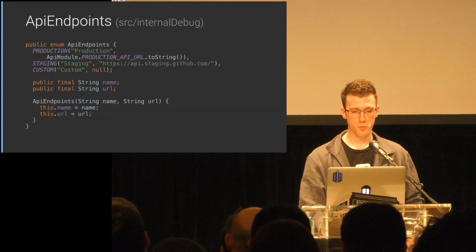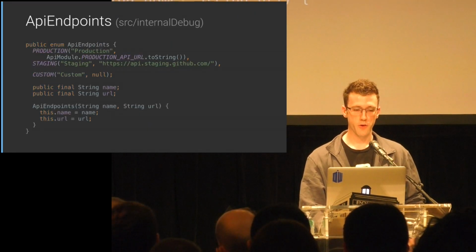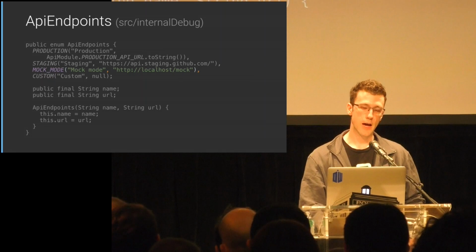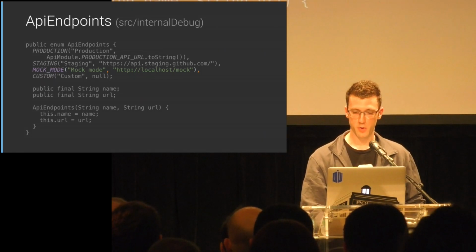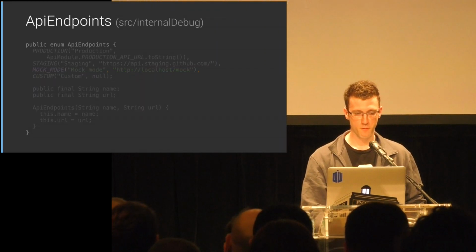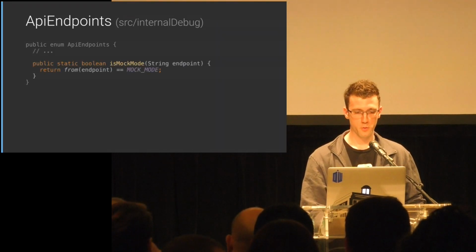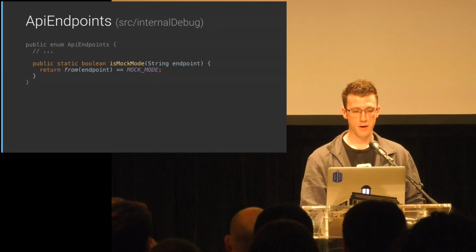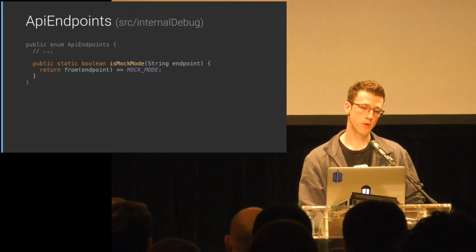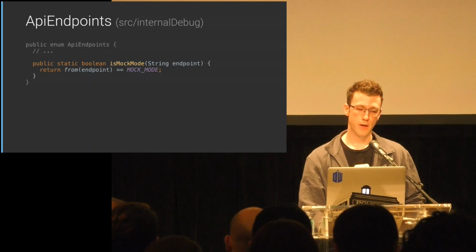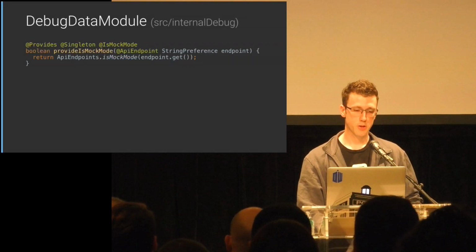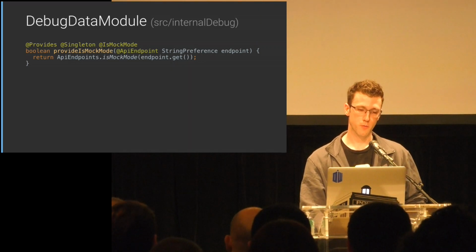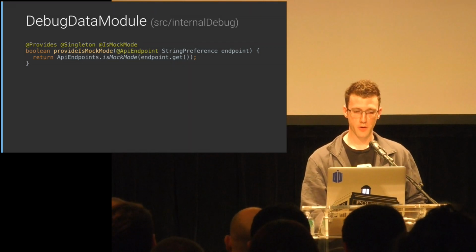Now this is what our API endpoints look like. We're going to add another value called mock mode. The address doesn't matter. We just need something that compiles. We're also going to add a helper method called isMockMode, which takes the current endpoint and just tells you whether or not it's mock mode. In our debug data module, we're going to provide this value for injection using Dagger.